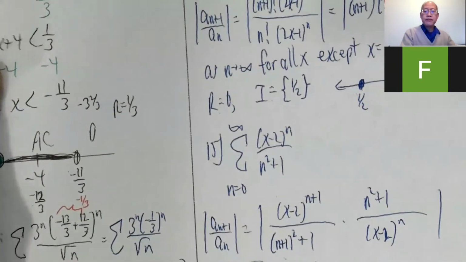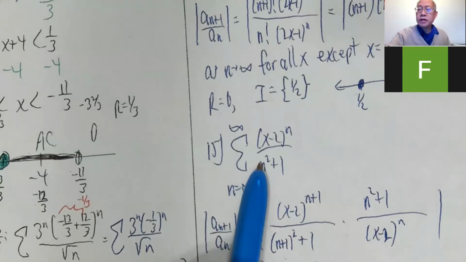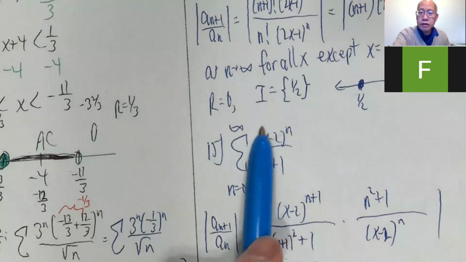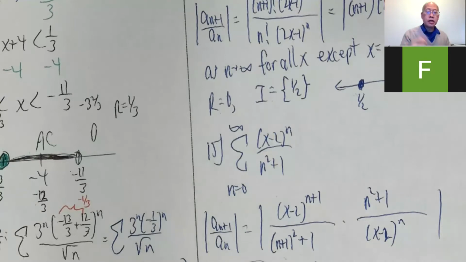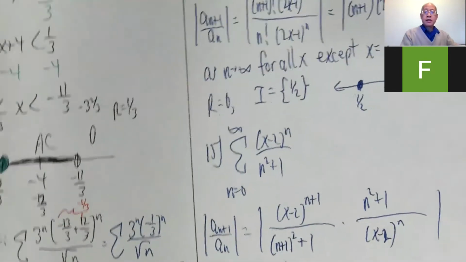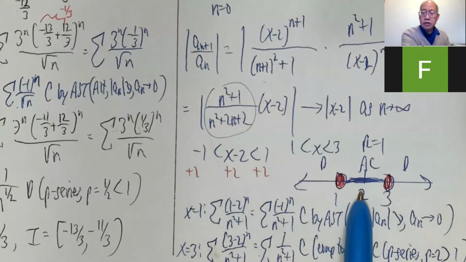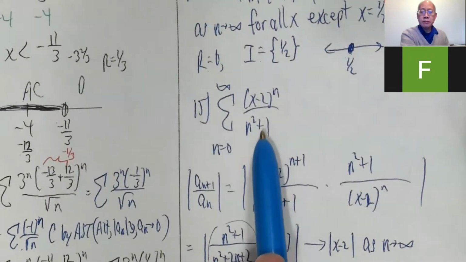Okay, going back and doing some others. 15, summation n equals 0 to infinity, (x minus 2)^n over n squared plus 1. Okay, so this one is centered where? 2. So I know it's going to converge at 2. I don't know about anywhere else. Okay, jumping ahead, this is what it ends up looking like. Okay, so you're centered at 2. You go the same distance left and right. So how do we establish that?